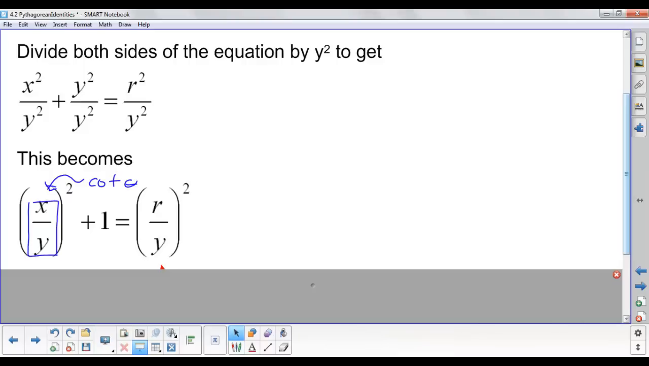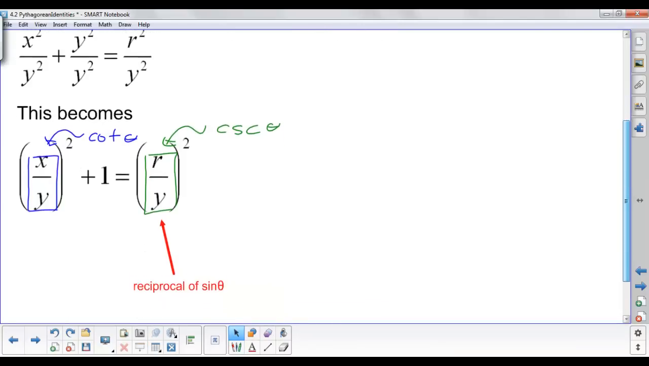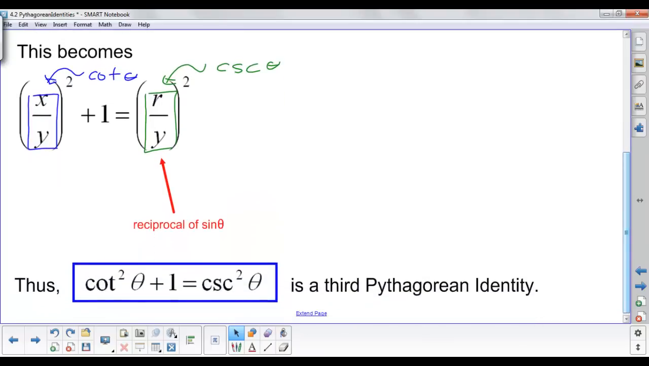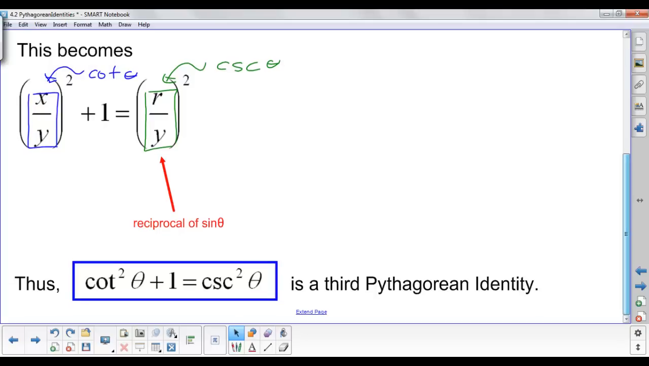And then similarly, r over y. We've seen before y over r, that's just sine of theta, so this is going to have to be the reciprocal of that. Now the reciprocal of sine of theta is actually cosecant theta. So what we'll end up getting here, as it turns out, is cotangent squared theta plus 1 equals cosecant squared theta. So that is a third Pythagorean identity. So there's a total of 3. In fact, in grade 11 you were only aware of 1, but now we've got 3 at our disposal.